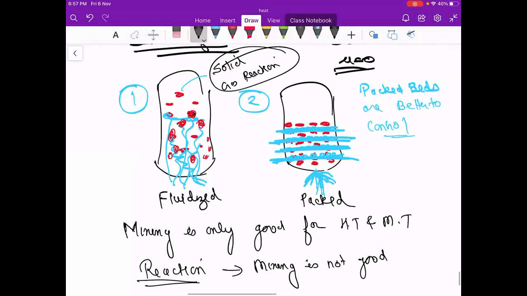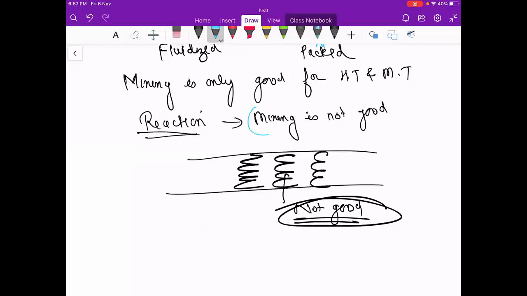So in a packed bed, we are seeing all the particles are moving in one direction only, flat velocity. Here mixing means I am telling about axial mixing. Don't think about radial mixing. Obviously there will be radial mixing in the PFR. I'm talking about axial mixing, which is not good for reaction. The design of a packed bed, you can say, is easier as compared to the fluidized bed.